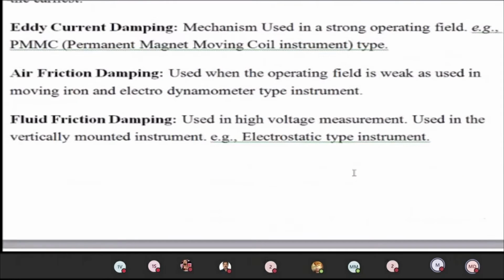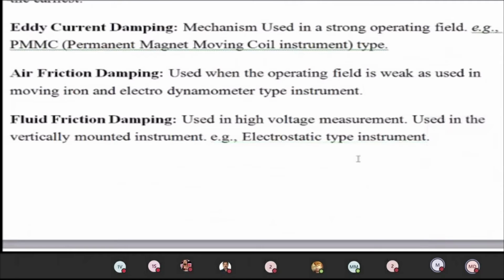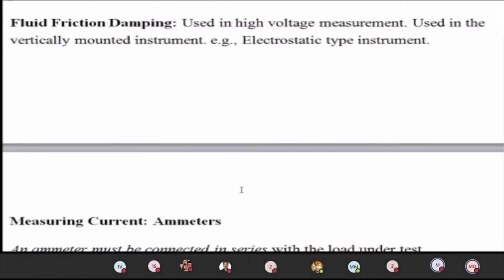And fluid friction, this one will be a new one, you would not have learned it in the theory part. This is used in high voltage measurement, and in vertically mounted instruments. For example, you can say electrostatic type instruments.